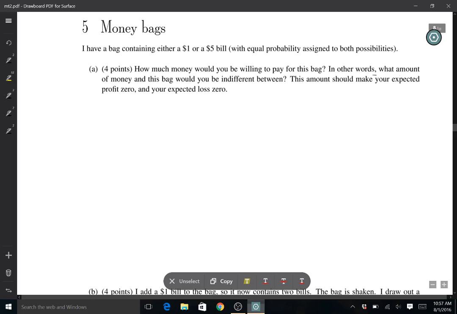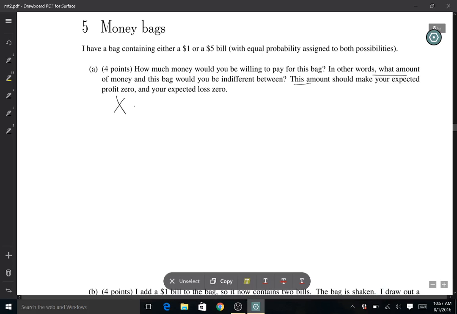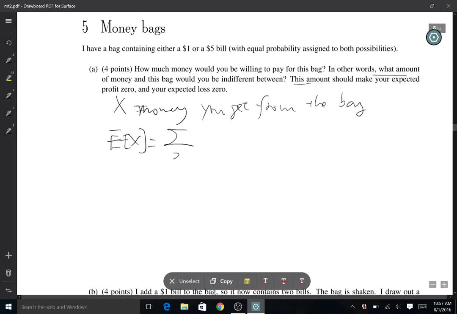Well, there are some other words after this, but basically what this question is trying to ask is how much money you are expected to get from the bag. So if I denote X as the money you get from the bag, then the expectation of X, we can use the sum over all x of x times the probability that X equals lowercase x.